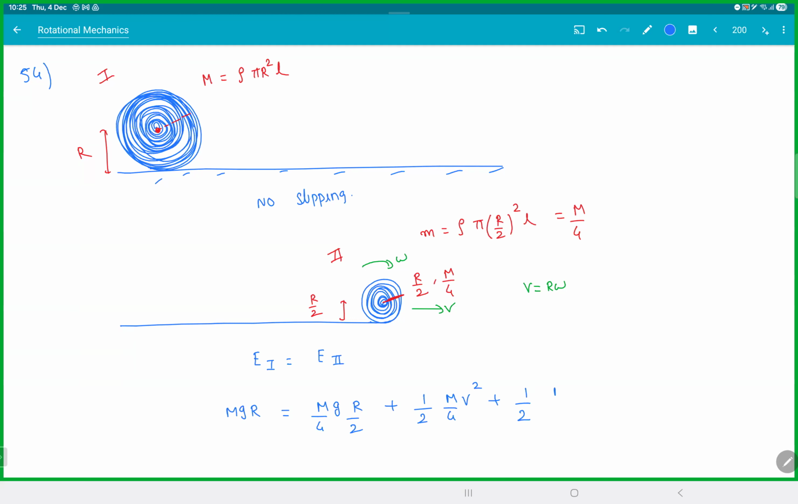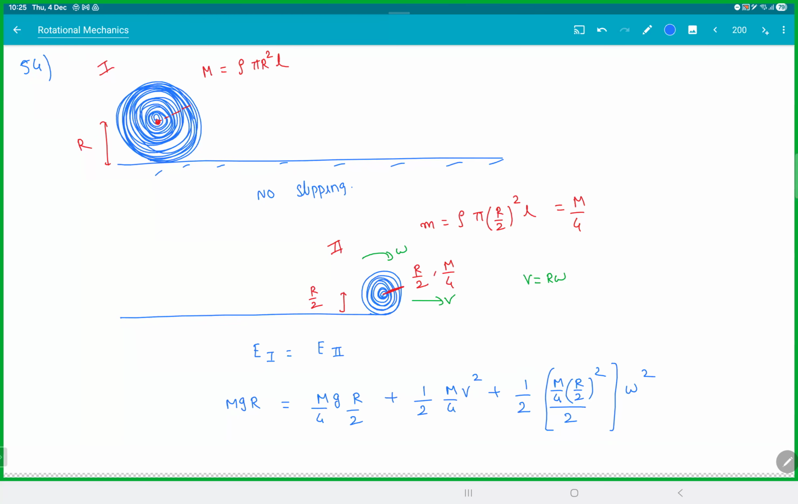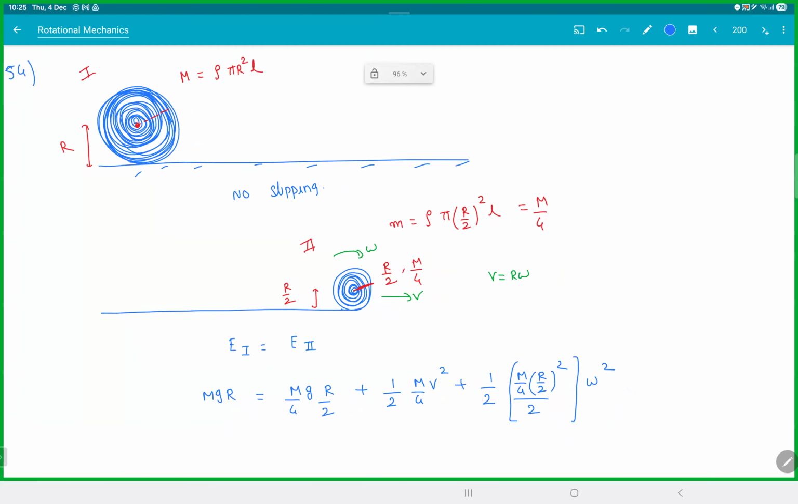But what is I? mr square by 2. It's a solid cylinder. So m by 4, r by 2 whole square by 2. This is the moment of inertia of the cylinder. Are you clear with the steps? So the main idea is that the mass is changing. You can simplify this now.